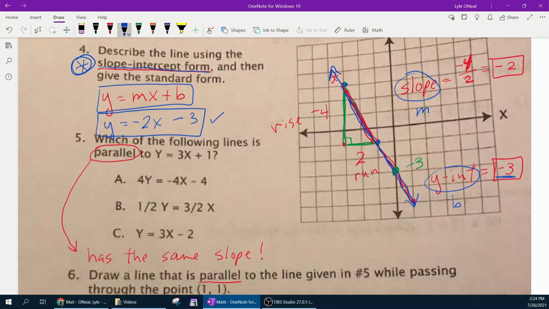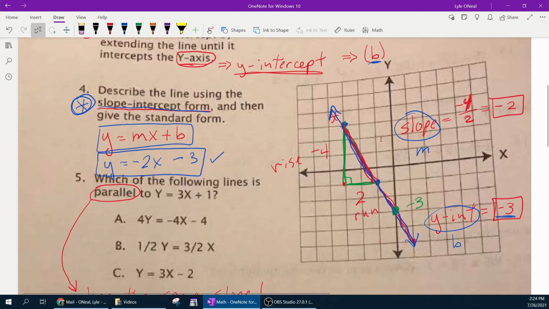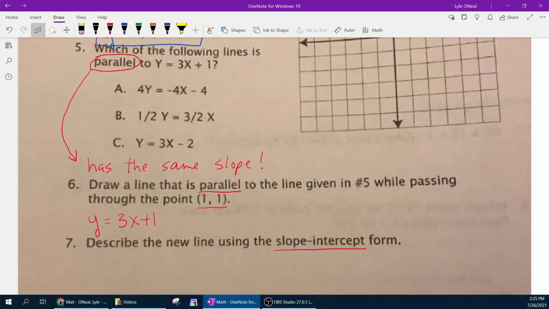And then for question number 5, I think I need to clear up this drawing. Okay, so give me 1 second to clear up my mess here. All right, moving on to question number 5. It says, which of the following lines is parallel to this equation? So what you need to know about parallel lines is that they have the same slope.